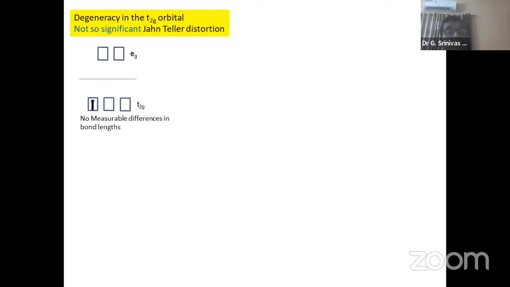So degeneracy in the t2g orbitals is not so significant.